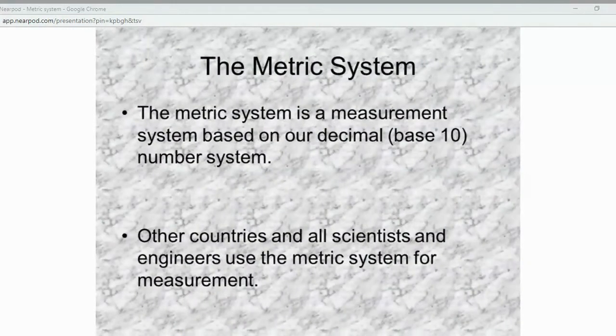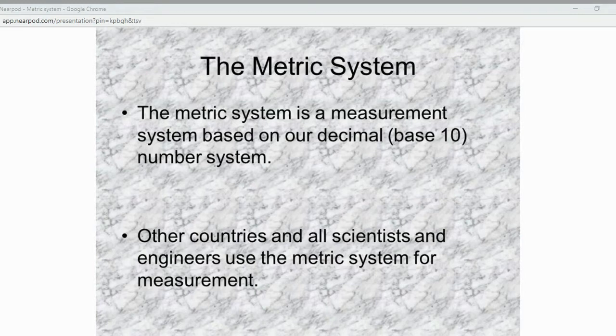So the metric system is what we use in science. It is based on our decimal system, so it's based on a base of 10. That means when you're trying to make a measurement, it's very easy because everything is divided evenly in tens. If you look at the English system, when measuring something with a ruler, there's 12 inches to a foot. That makes things a little more difficult to measure because your divisions aren't easy to calculate.